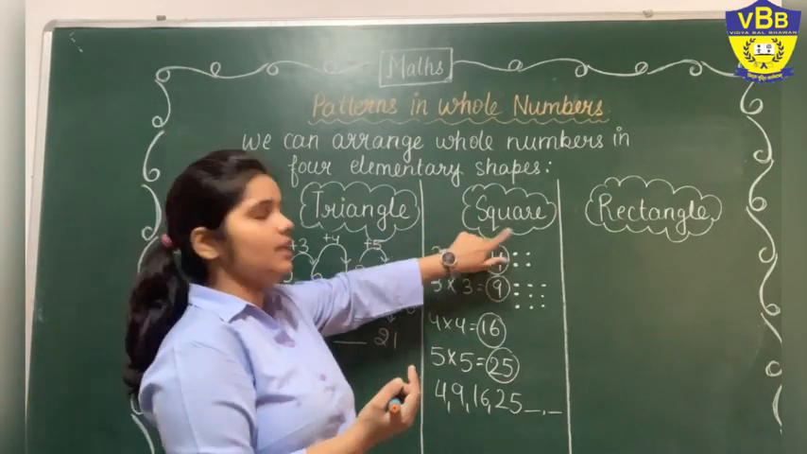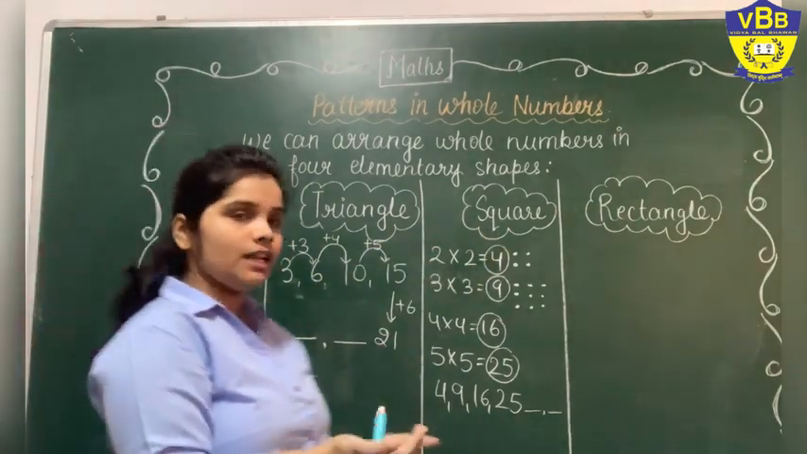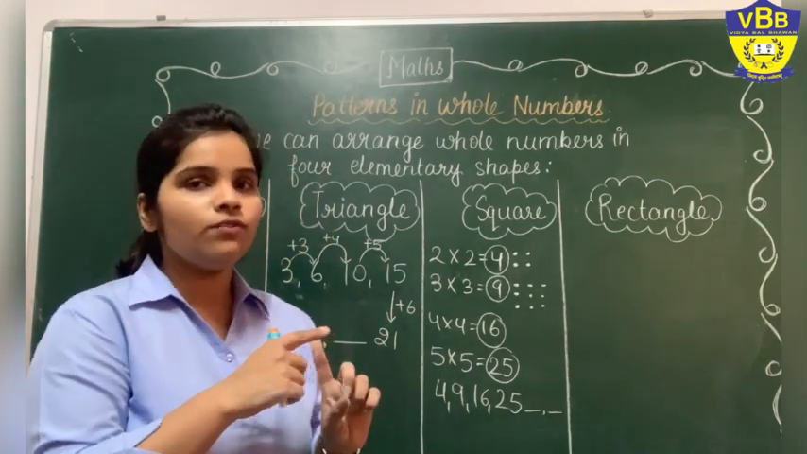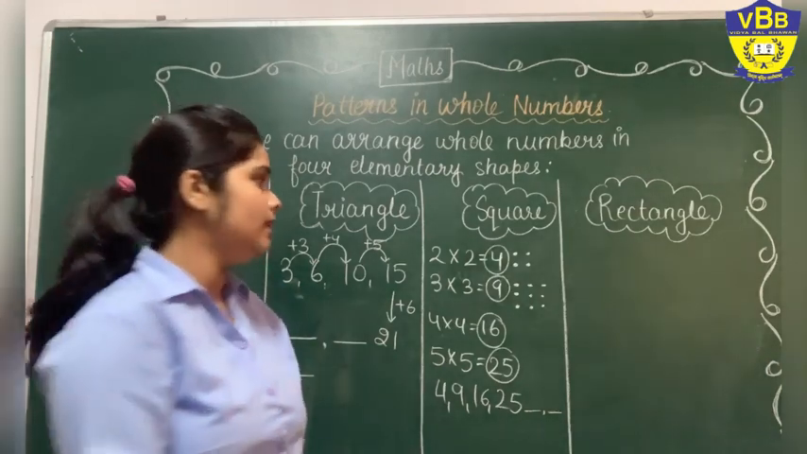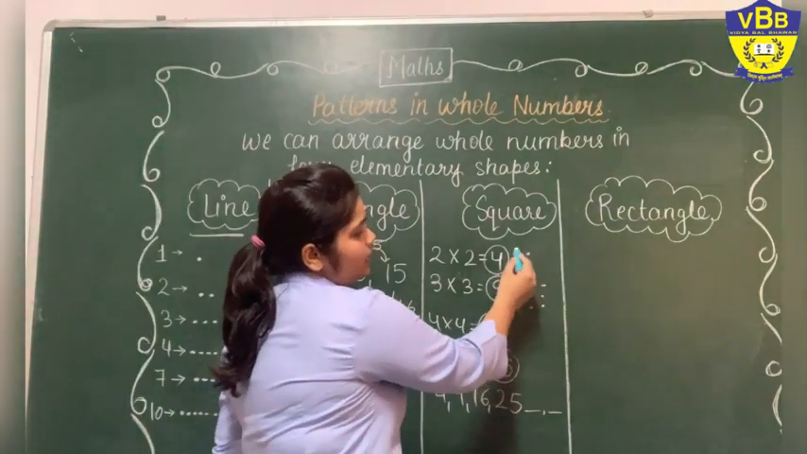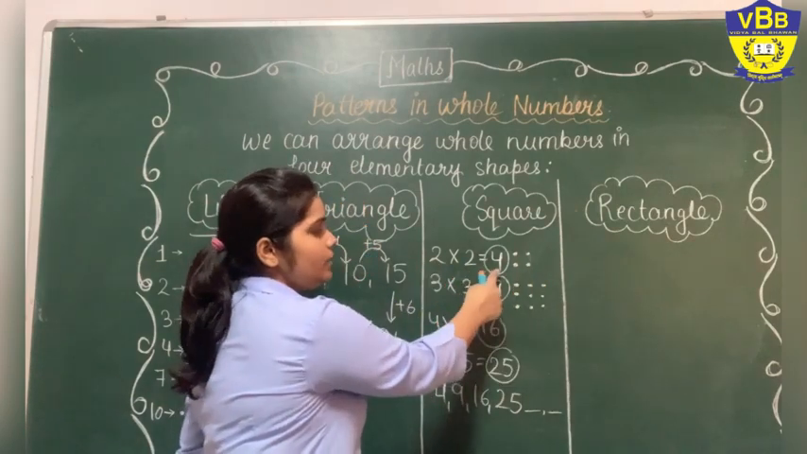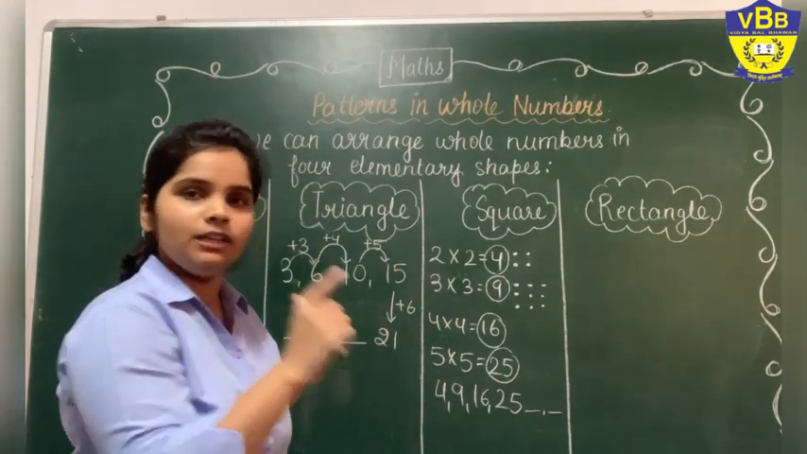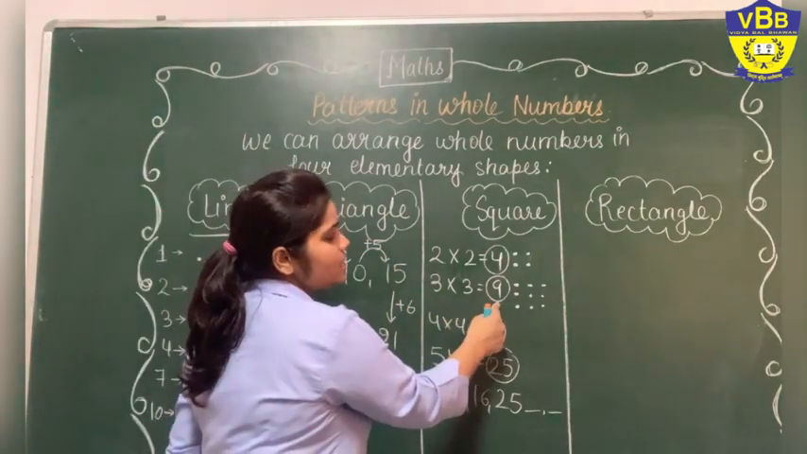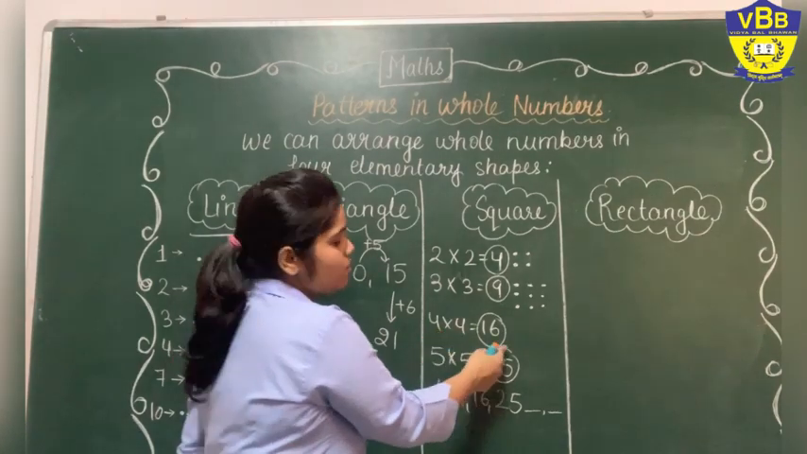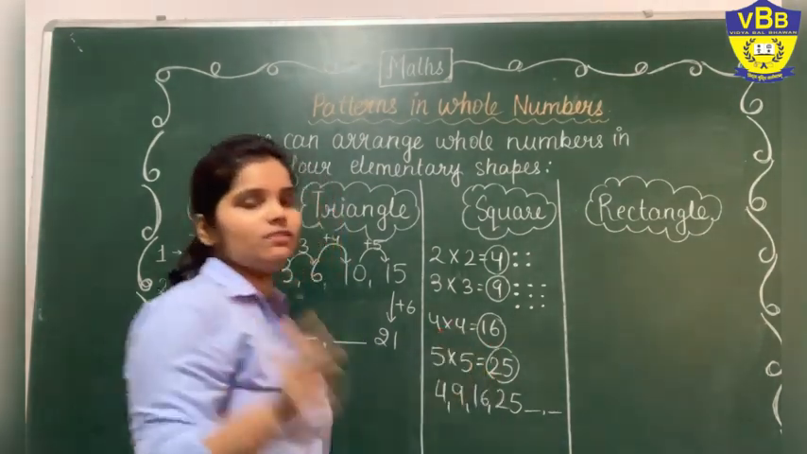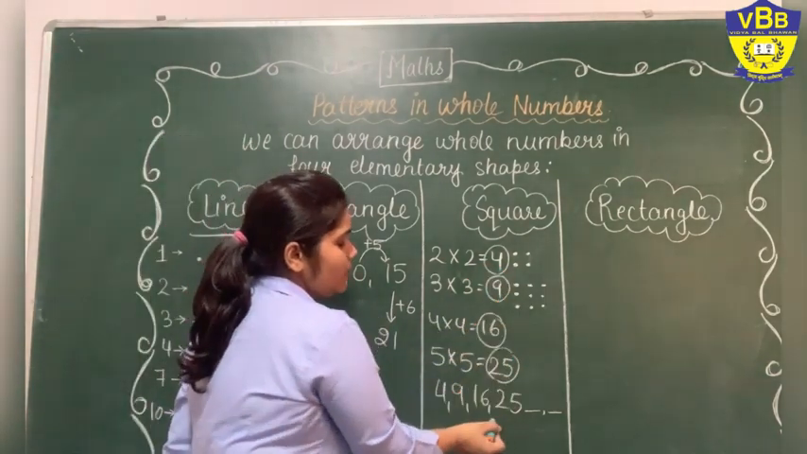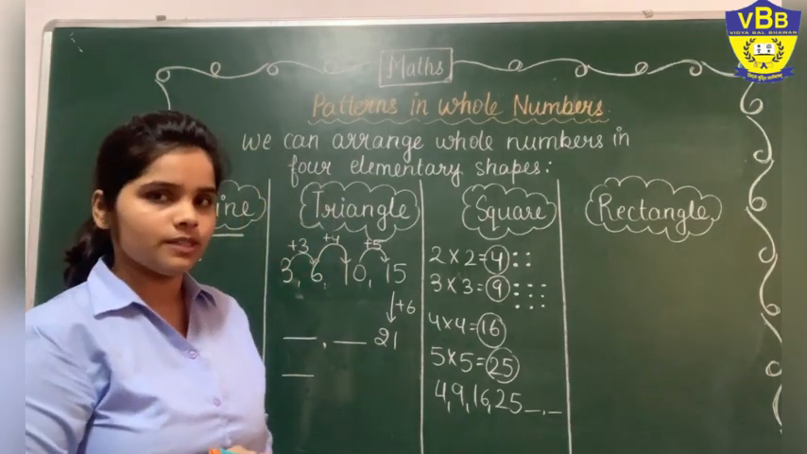Square means all the sides are equal, so you need to arrange the dots with the number of rows and number of columns equal. If you are making 2 rows, then 2 columns should be there, so 2 multiplied by 2 is 4. If you are arranging 3 dots in rows, 3 dots should be there in columns also, so 3 multiplied by 3 is 9. Next, 4 multiplied by 4 is 16, 5 multiplied by 5 is 25, 6 multiplied by 6 is 36. So 4, 9, 16, 25, 36 are the square numbers.